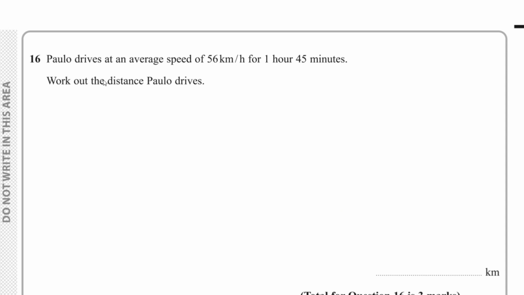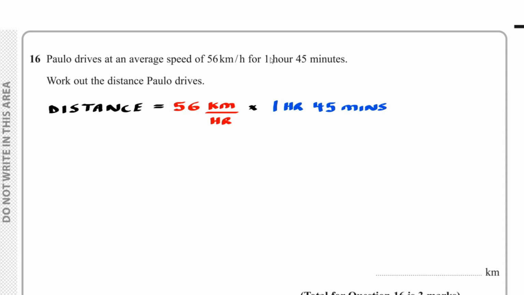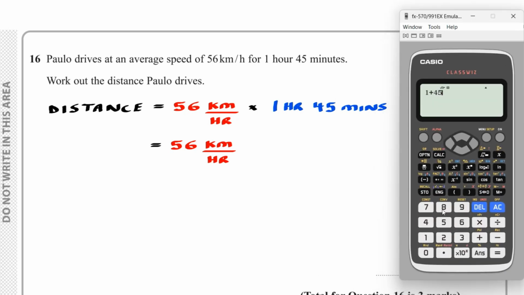Question number 16. Paulo drives at an average speed of 56 km per hour for 1 hour 45 minutes. We have to work out the distance Paulo drives. So the distance is equal to the speed multiplied by the time. So we've got the speed, 56 km per hour, multiplied by the time, 1 hour 45 minutes. Now, we need to convert this 1 hour 45 minutes into just hours. That's found by working out 1 hour plus 45 over 60 of an hour. So in hours, 1 hour 45 minutes is 1.75 hours. If I multiply 56 by 1.75, I get 98. So the distance is 98 kilometers.